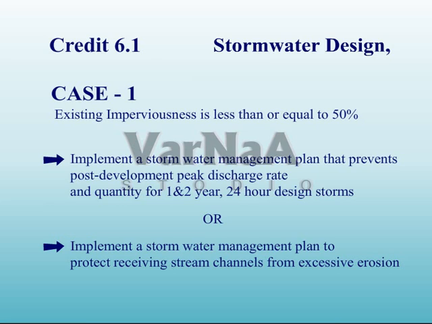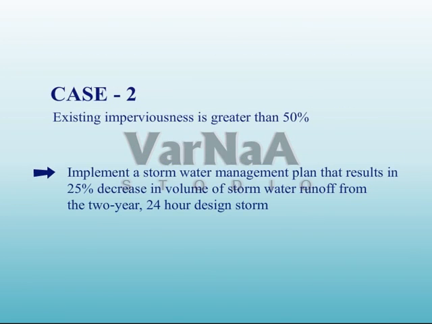Although you should not need to know the formula to calculate stormwater discharge rates for the exam, it is important to understand the concept. If the existing imperviousness is greater than 50%, the project must implement a stormwater management plan that results in a 25% decrease in volume of stormwater runoff from the 2-year, 24-hour design storm.